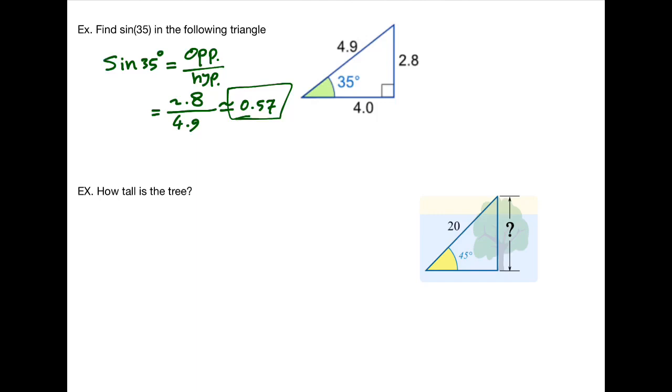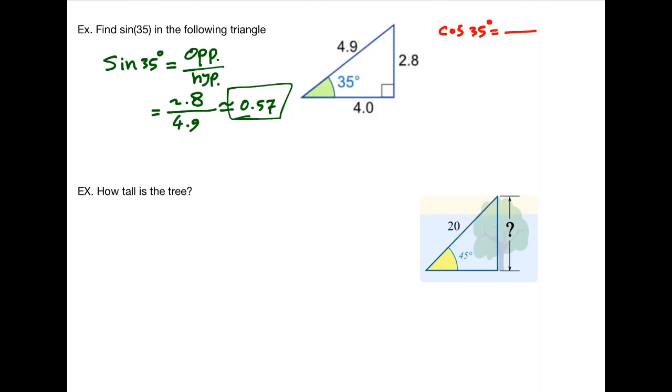Let's extend this example and find the other trig ratios. The question says just find sine of 35, but I'm going to find the other trig ratios as well, cosine and tangent of 35. So let's see how the other ones are. I'm going to write it over here. So cosine of 35 degrees equals, so remember what was the definition of cosine?